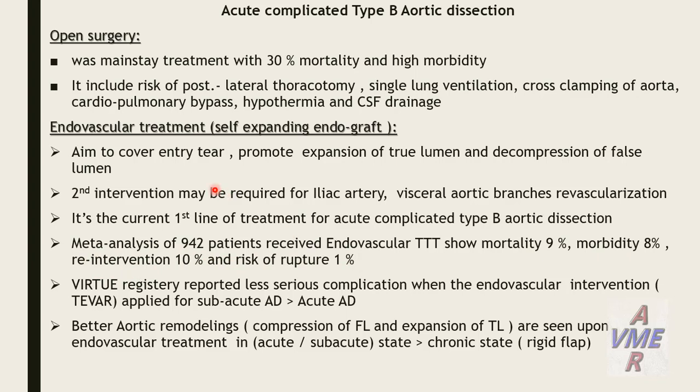So the aim is to cover the entry tear, promote expansion of the true lumen, and decompression of the false lumen. Results are better when it is conducted during subacute aortic dissection than acute aortic dissection, and there is better aortic remodeling, in the form of compression of the false lumen and expansion of the true lumen, if the treatment is conducted in the acute or subacute state rather than the rigid flap of the chronic state.